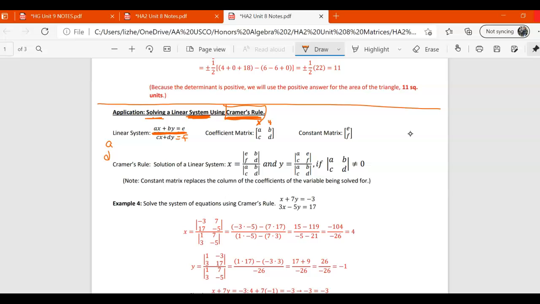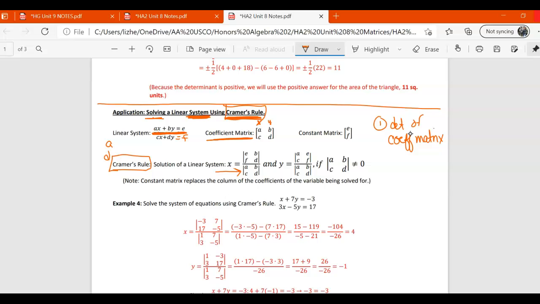And so Cramer's rule says that you can find the solution to a linear system by using determinants. And so if you look, first thing you need to do is find the determinant of the coefficient matrix. That's what this is right here, A, B, C, D. That is the coefficient matrix, but since it's solid lines, it's saying what's the determinant. So step 1 in using Cramer's rule is find the determinant of the coefficient matrix.